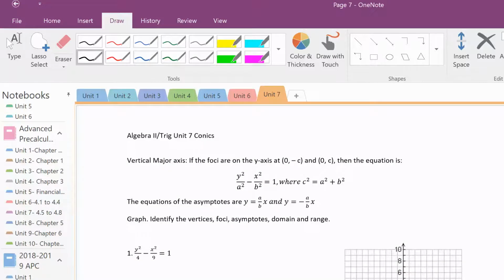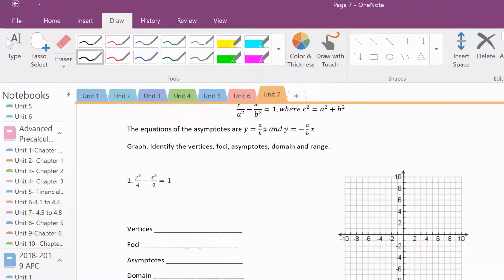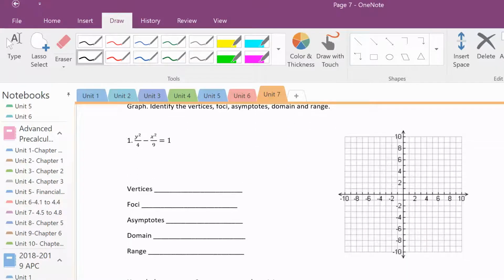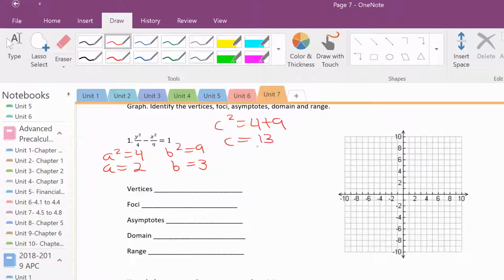So now if it's a vertical hyperbola, meaning the y comes first. So notice a squared is 4 and a is 2. b squared is 9, so b is 3. And c squared is equal to 4 plus 9, so c squared is 13, so c is the square root of 13.